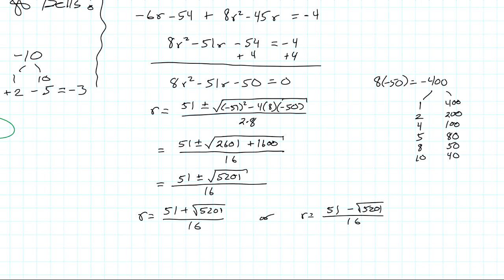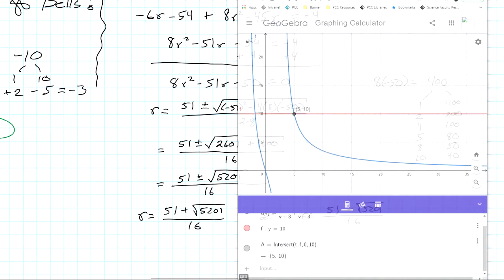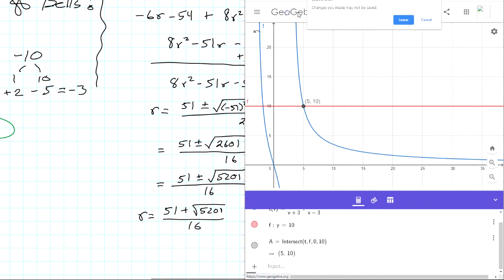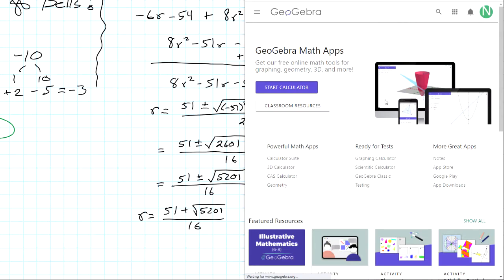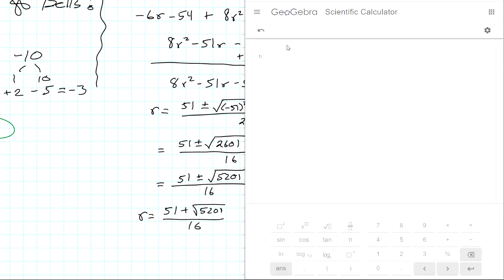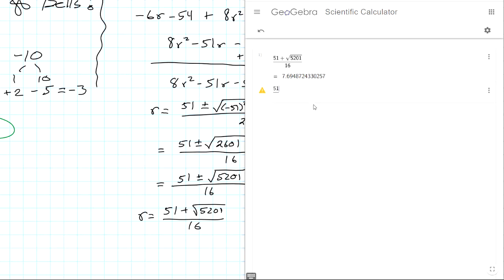Well, I'm going to plug that into the calculator here. In fact, let's go ahead and get the graphing calculator out. Let's see if we can just get a scientific. I don't need that anymore. Scientific calculator. We want fraction bar 51 plus the square root of 5,201 over 16. And then we want the same thing, fraction first, 51 minus the square root of 5,201 over 16, negative 1.3198.